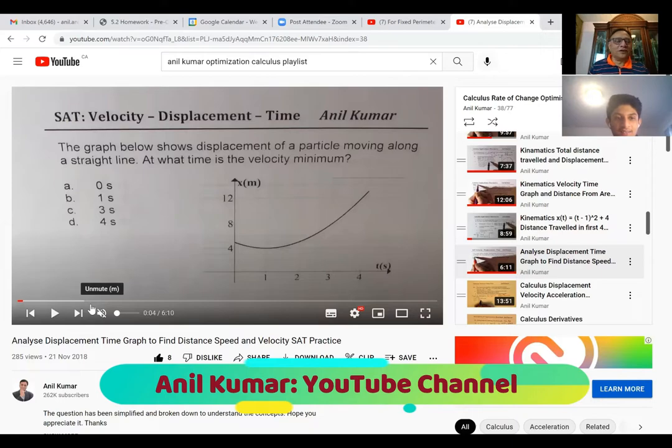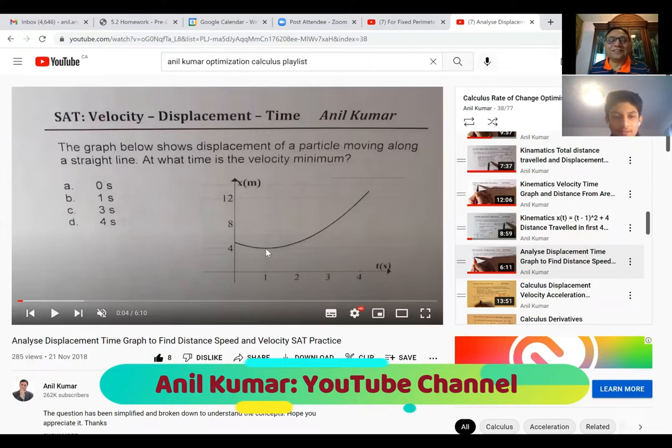Okay. So in this graph, can you please read this question? The graph below shows displacement of a particle moving along a straight line. At what time is the velocity minimum? Correct. So from the graph, you have to find the time when the velocity is minimum, right? What do you think is the answer? Sir, we're given a displacement time graph, so I think the answer would be 1 second.